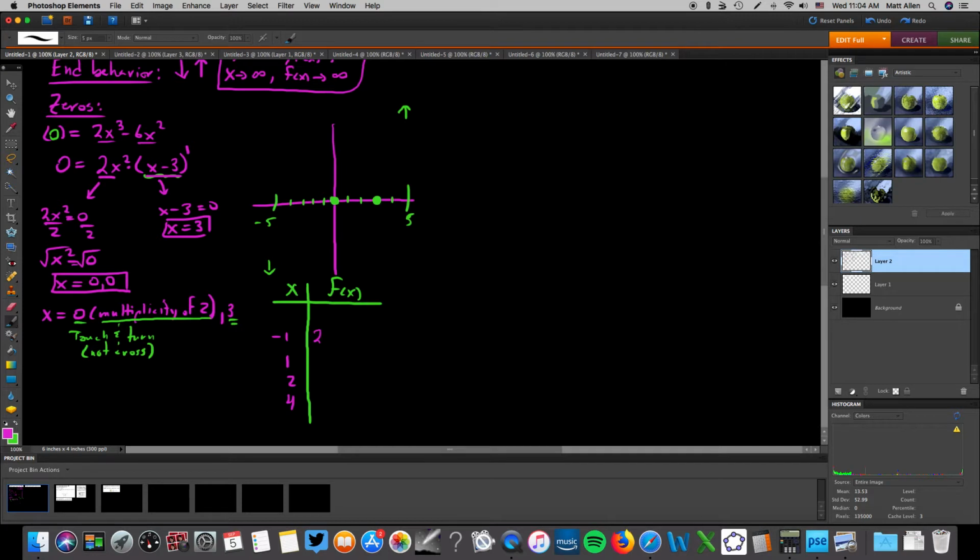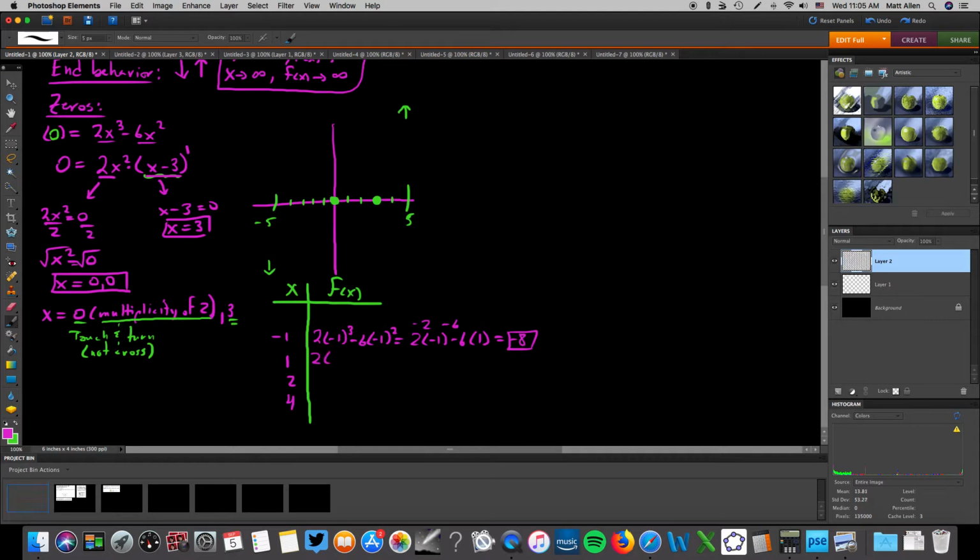And so if we were to evaluate these, 2 times -1 to the third minus 6 times -1 squared, what we get is 2 times -1 to the third. -1 to the third is -1. So we get 2 times -1 minus 6 times -1 squared is 1. Looks like we get -2 minus 6, which is -8. I'm going to box this.